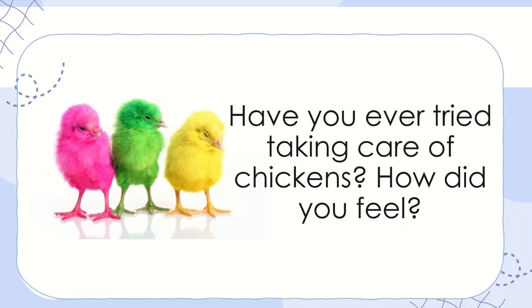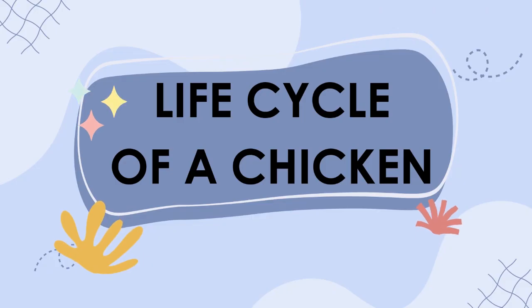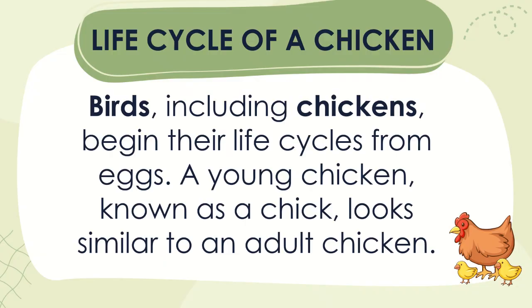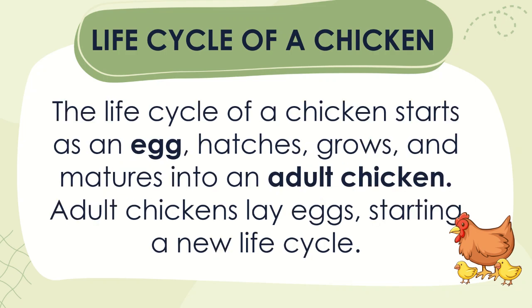Have you ever tried taking care of chickens? How did you feel? We will discuss about life cycle of a chicken. Birds, including chickens, begin their life cycles from eggs. A young chicken known as a chick looks similar to an adult chicken. The life cycle of a chicken starts as an egg, hatches, grows, and matures into an adult chicken. Adult chickens lay eggs, starting a new life cycle.